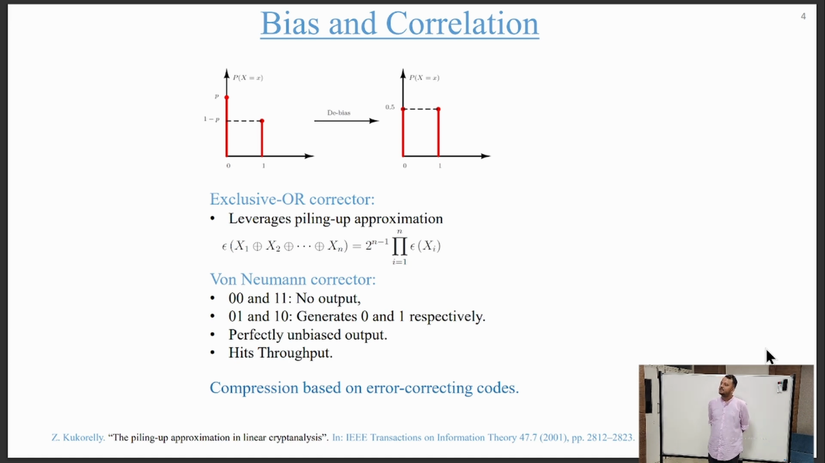Another way is the von Neumann corrector. In the von Neumann corrector, the bias is completely removed, but the problem is that the maximum throughput we can achieve is 1/4 of the throughput of the input random variable. There are also many other techniques, such as compression-based techniques based on error correcting codes.